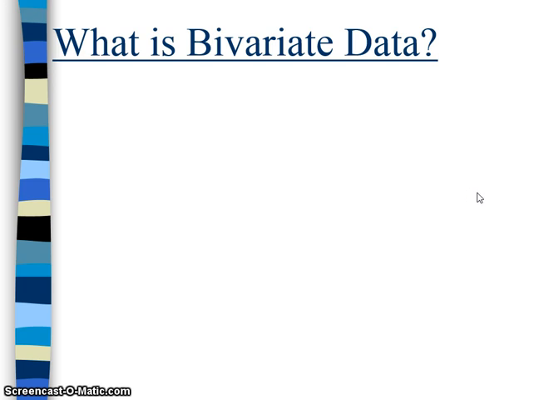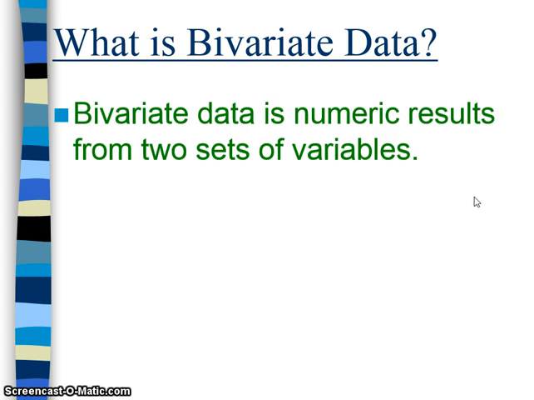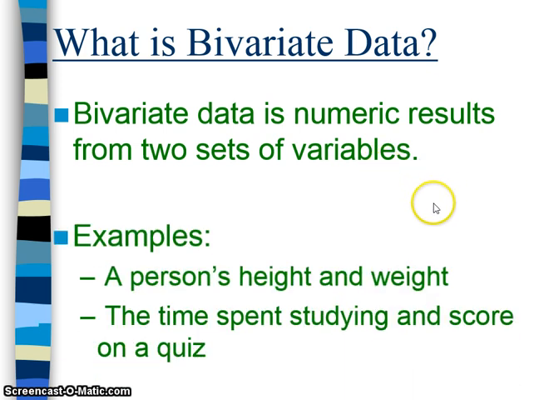So to start, let's define what this unit is all about: bivariate data. Bivariate data is numeric results from two sets of variables. Think about the prefix bi. Bi means two, variate in terms of variables, so we have two sets of variables. This is nothing new to you because we have been talking about independent and dependent variables, and those are two sets of variables.